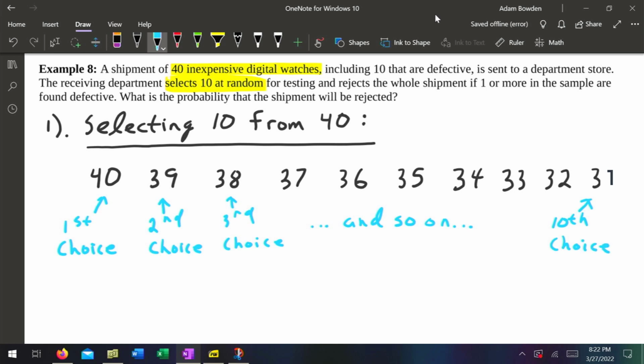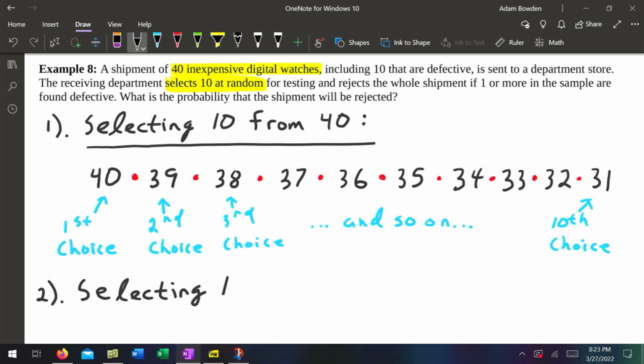Now, to get the number of ways this could happen, we multiply together each of these numbers. The 40 times the 39 times the 38, all the way down to the last one, which is 31. And this is the total number of ways of selecting the 10 from the 40. Okay, of selecting any 10 watches in particular. Now let's talk about how many ways, though, we could get 10 good watches from the 40, because some of those watches are defective. So let's talk about selecting 10 all good watches.